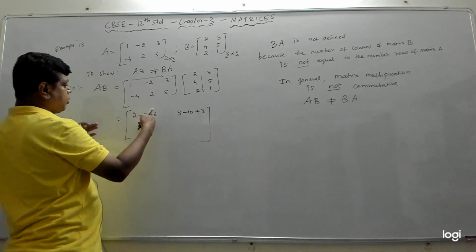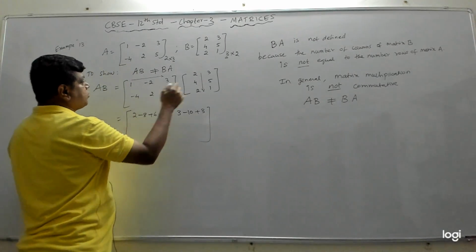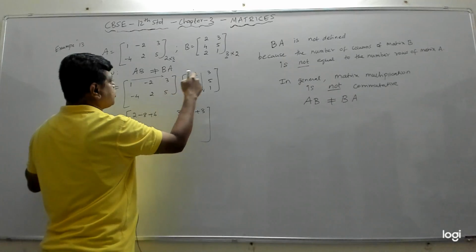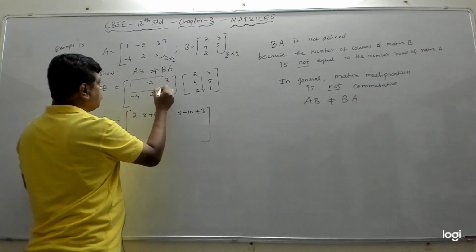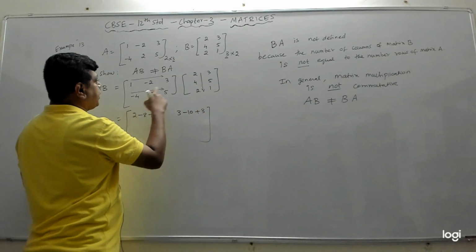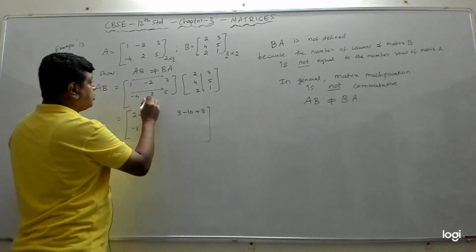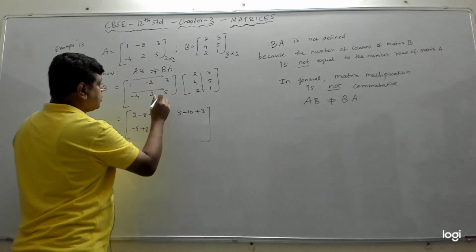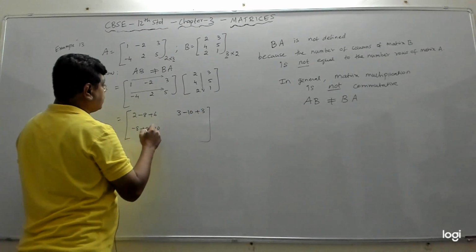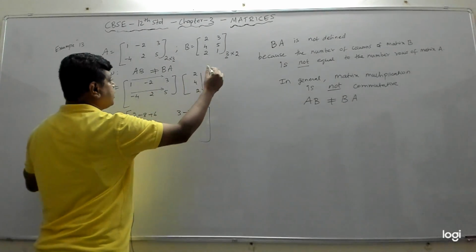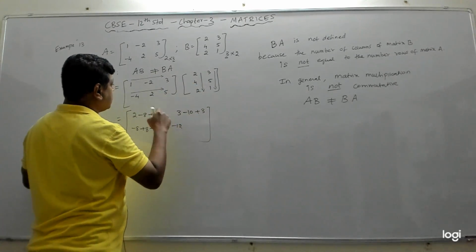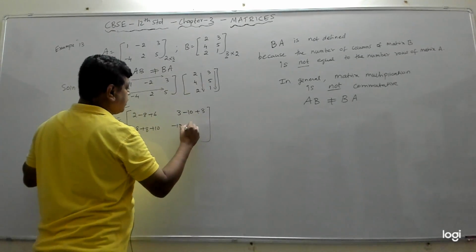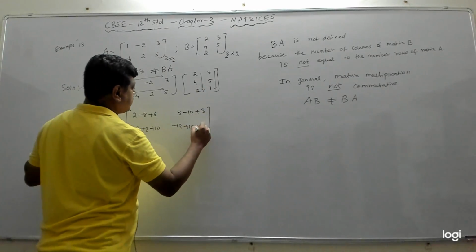Now we are done with first row, first column and first row, second column. Now we go to the second row. Second row with first column: minus 4 into 2 is minus 8, 2 into 4 is 8, 5 twos are 10. Then second row with the second column: minus 4 into 3 is minus 12, 2 fives are 10, plus 5 ones are 5.